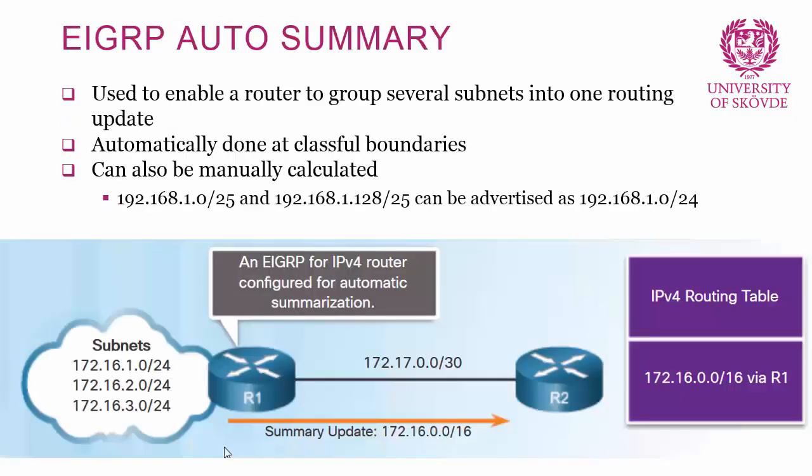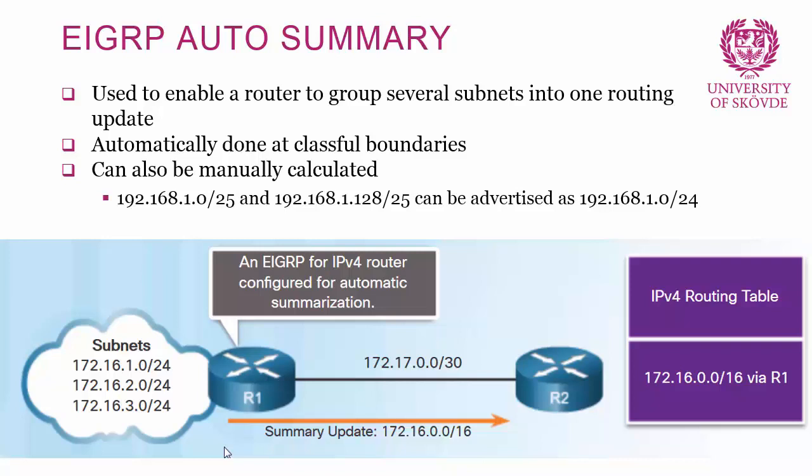So let's get right into it with EIGRP auto summary. As we touched on in the previous chapter, auto-summary can be used by routers to group several subnets into one routing update. The default behavior of at least older routers is to do this automatically. I think that the newer ones with iOS 15 and forward will not do it. But the idea is that when you have a router which is responsible for different subnets that are all within the same classful boundary, then the router will summarize that into one routing update.